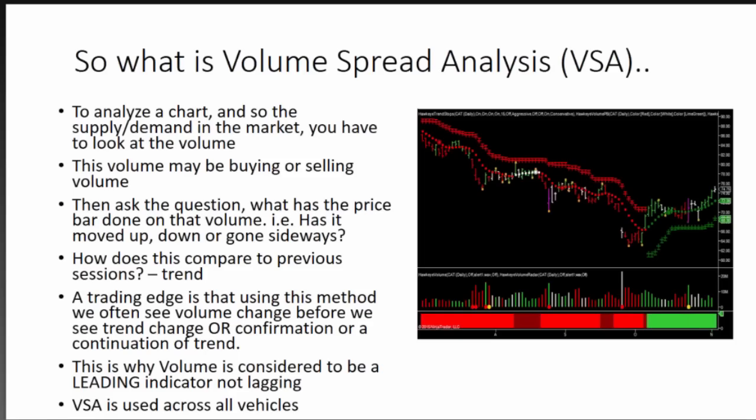The simple fact is, to analyze a chart, what you're seeing is supply and demand for a particular asset class. It doesn't matter whether you're trading equities or options or forex or futures, the rules of the game are the same. If you want to see supply and demand in the market, then you look at volume. Now, volume may be buying or selling volume, and one of the ways to do this, and it's a very complicated algorithm that Hawkeye uses, is it looks at what the price bar has done on that volume and where it's finished up.